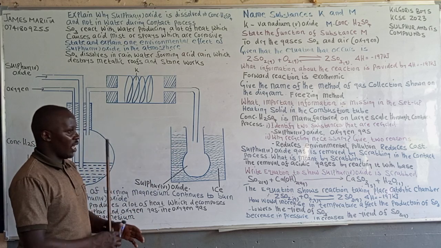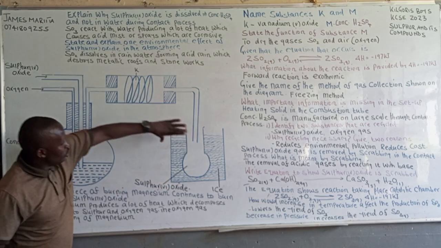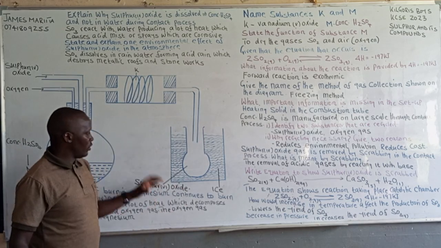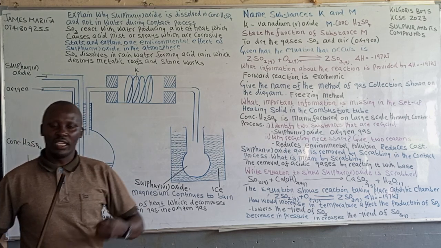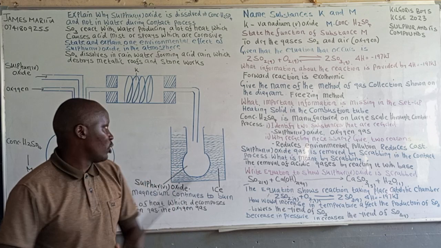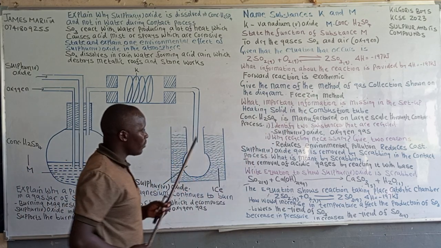So in this case here, we have ice, and then we have the sulphur 6 oxide. So the method of collecting this sulphur 6 oxide gas is normally the freezing method. So the method used here is the freezing method.